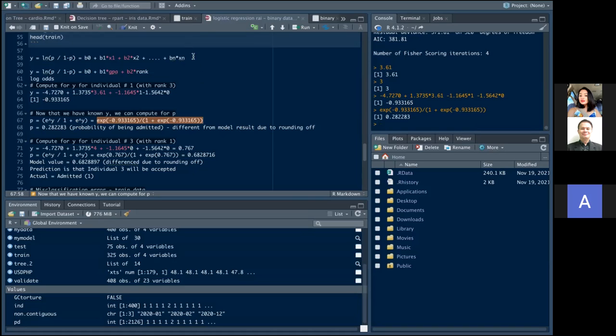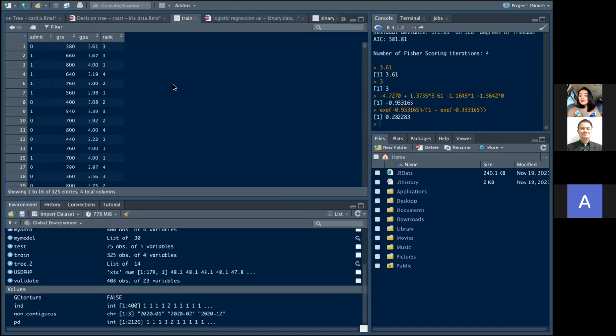Go to train. Okay, take a look, guys. Admit, what's the value? Sorry, for 1, it's 0. So the reality is student number 1 was not accepted. And our model predicted that the probability of the student being accepted is 0.2822, which means not accepted. So our prediction was correct as far as student number 1 is concerned.